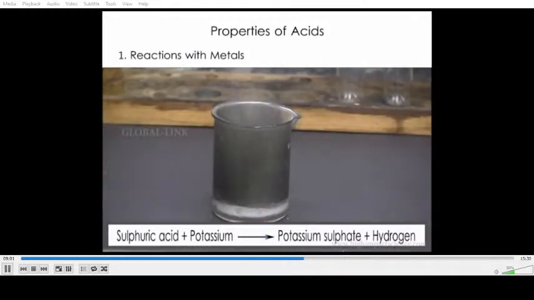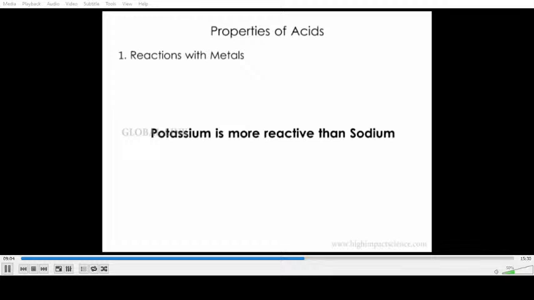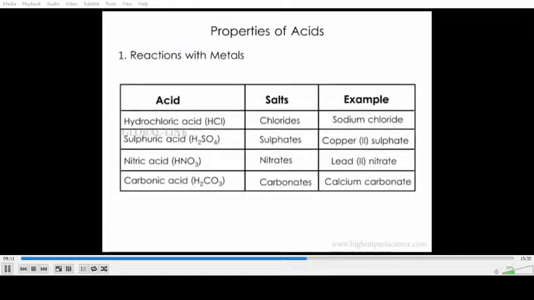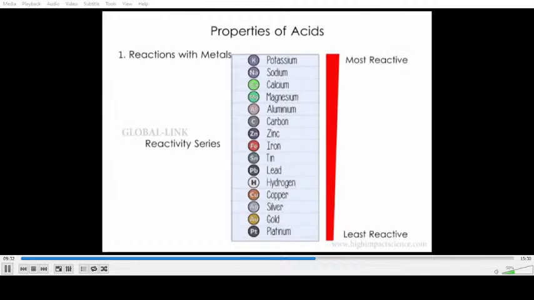And again, we can see that potassium is more reactive than sodium, which is more reactive than all the other metals we had seen before. So you can see that hydrochloric acid produces salts called chlorides, and sulfuric acid produces salts called sulfates. Nitric acid and carbonic acids will produce nitrates and carbonates respectively. From our experiments, we can arrange the metals according to their order of reactivity with dilute acids. This is called the reactivity series.